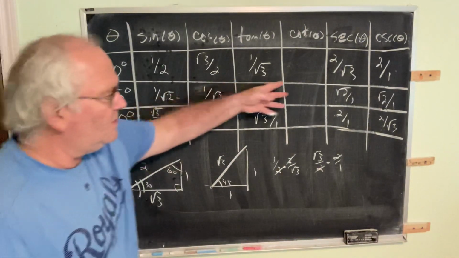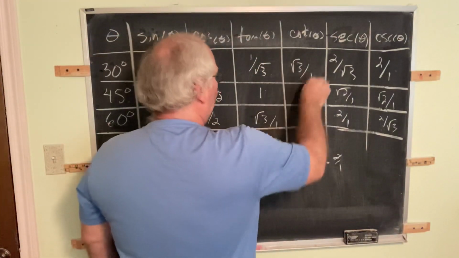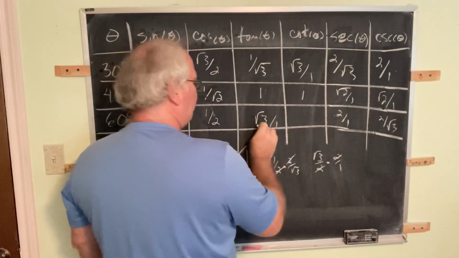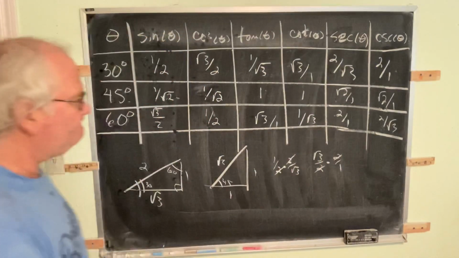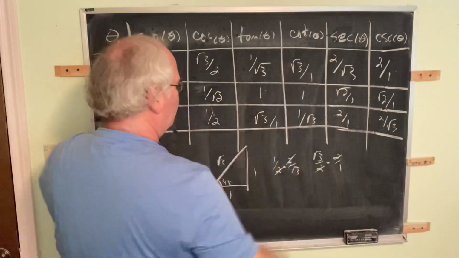Once we know tangent, then cotangent is just the reciprocals. So the reciprocal here is square root of 3 over 1 if you prefer. The reciprocal of 1 is 1, and the reciprocal of radical 3 over 1 is 1 over radical 3. Or cofunctions of complements.